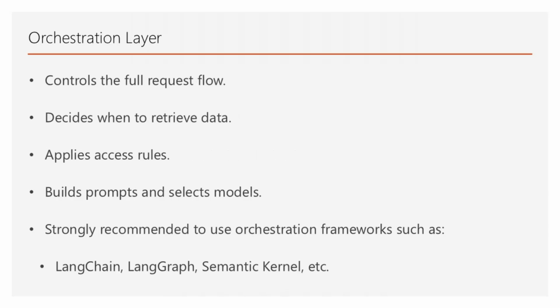The orchestration layer is the real brain of the system. This is where decisions are made about retrieval, permissions, prompt structure, and model usage. While you can build this logic yourself, it is strongly recommended to use orchestration frameworks like LangChain, LangGraph, Semantic Kernel, or other popular frameworks. These frameworks help structure complex flows, make behavior explicit, and reduce the risk of fragile ad hoc implementations. They accelerate development, but they do not replace architectural thinking.